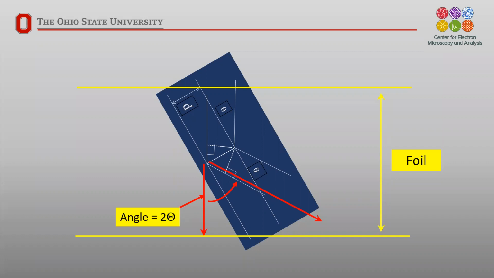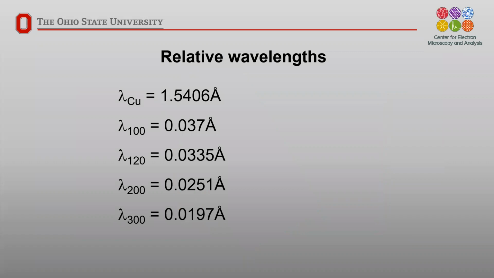So based on this now, if we start thinking about wavelengths, people do a lot of diffraction work with X-rays. And the most common X-ray that is used is the copper K-alpha X-ray, which has a wavelength of 1.5 angstroms, 0.15 nanometers, which is roughly what the spacing between atoms is.